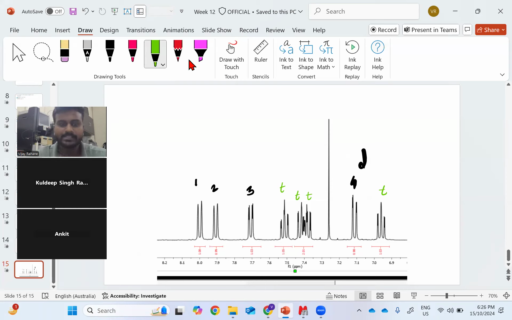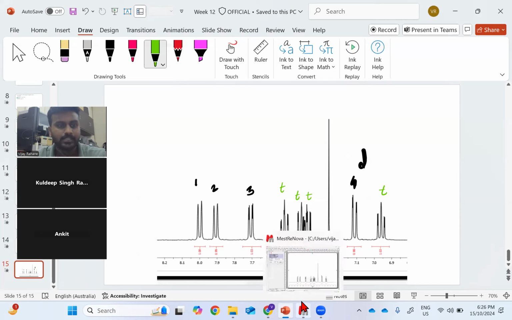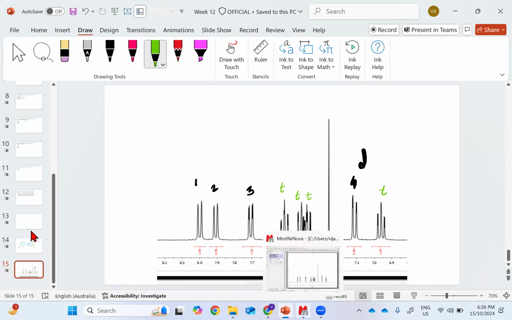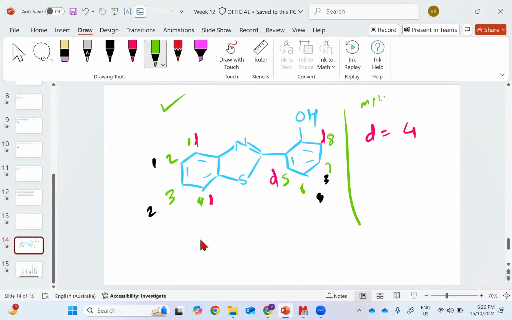So it means our NMR spectrum matches the NMR spectrum for the compound. This is how we have to check whether the spectrum we got is due to the same compound, or whether the compound we are aiming to synthesize is the same molecule or not. So you can check with the NMR spectrum using 1H NMR.